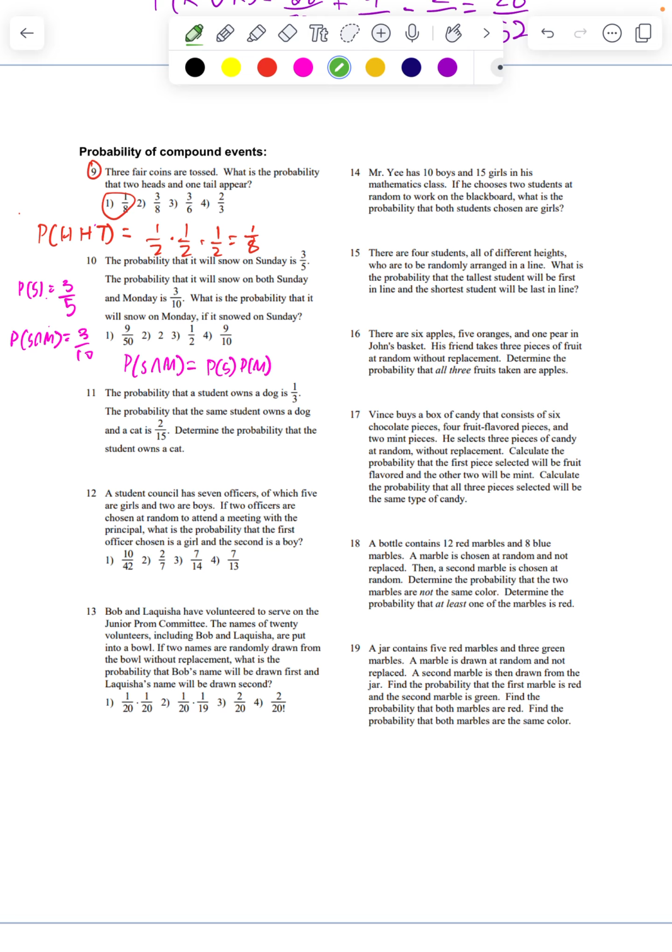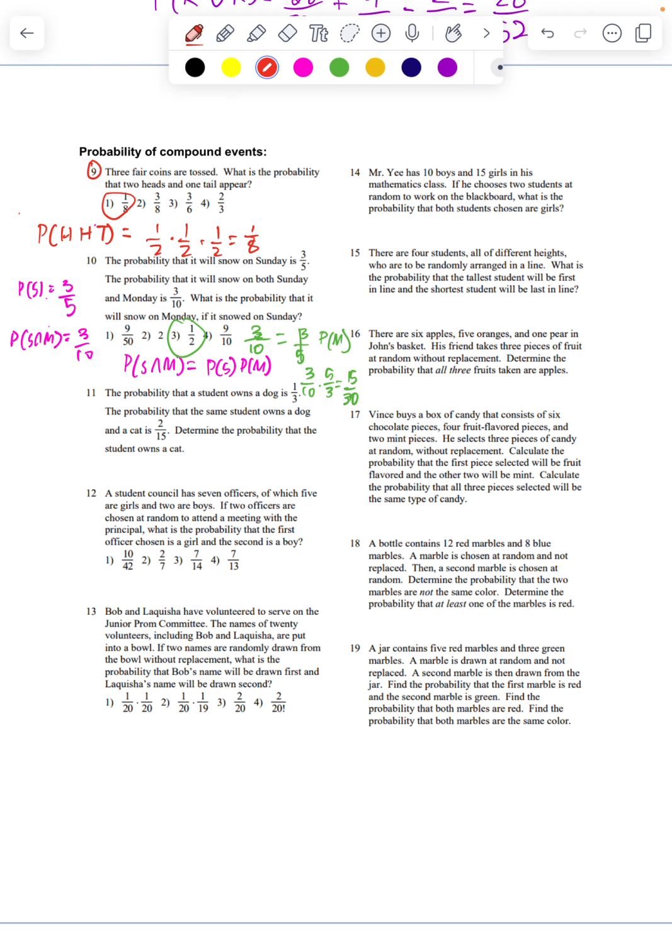So the probability of snowing on both days is 3 out of 10, equals the probability of snowing on Sunday, which is 3 out of 5. And what we're missing is the probability of snowing on Monday. So we want to get the probability of Monday by itself. I'm going to multiply both sides by 5 over 3 to cancel this out. So I'm going to get 3 over 10 times 5 over 3, which is 15 over 30, which is 1/2. So my answer is 1/2.